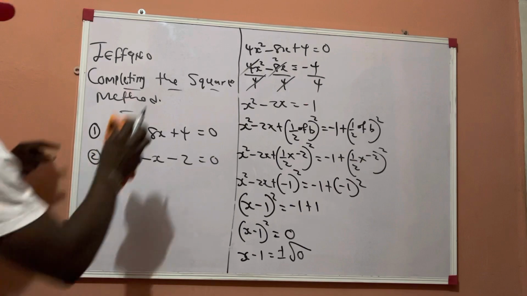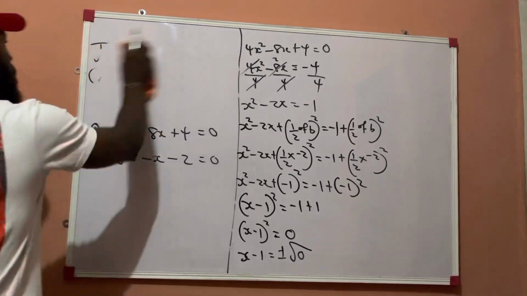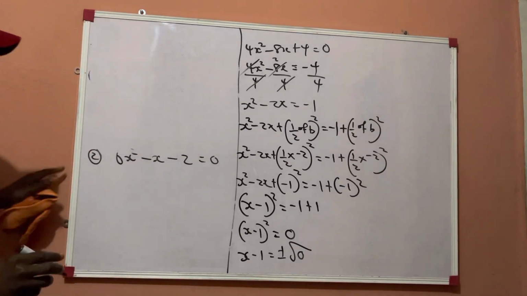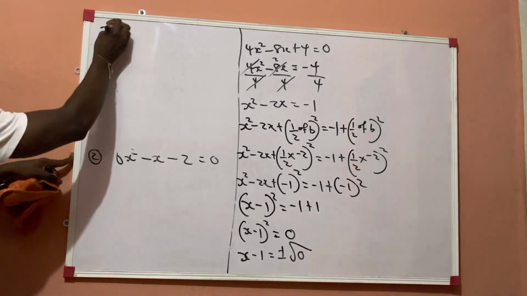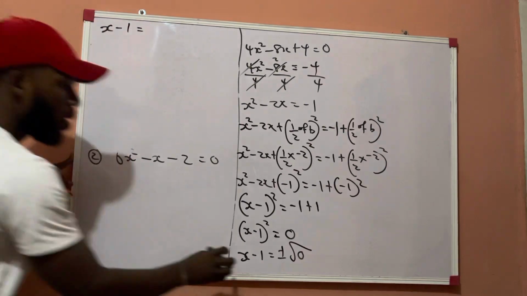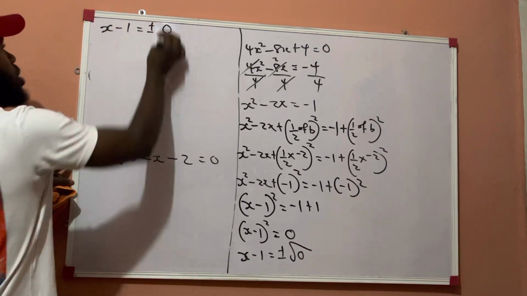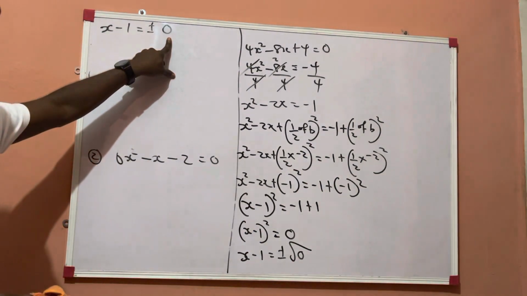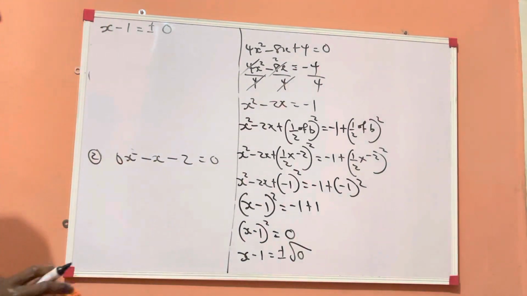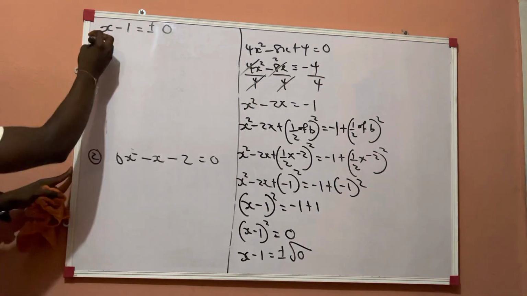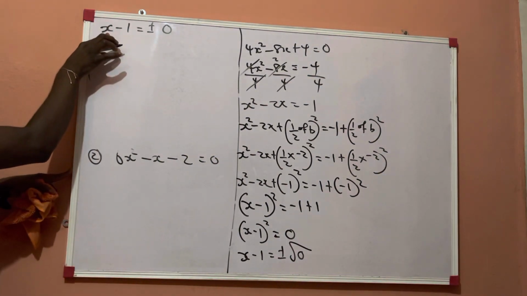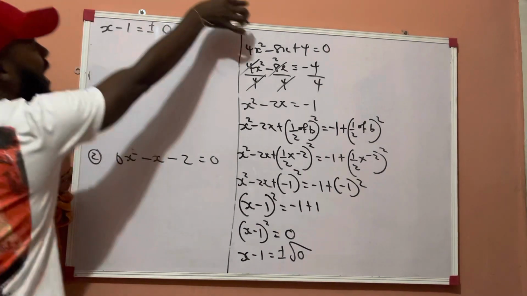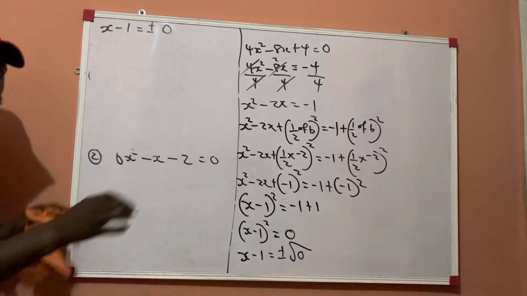Now, without wasting time, let us proceed. We are going to get something like this. x minus 1 is equal to plus or minus 0. How did I get 0? Because the square root of 0 will still give us 0. Now, if the square root of 0 is 0, what do we now have here? For us to make x the subject of the formula, it means minus 1 has to go. Now, when minus 1 crosses, it becomes plus 1.